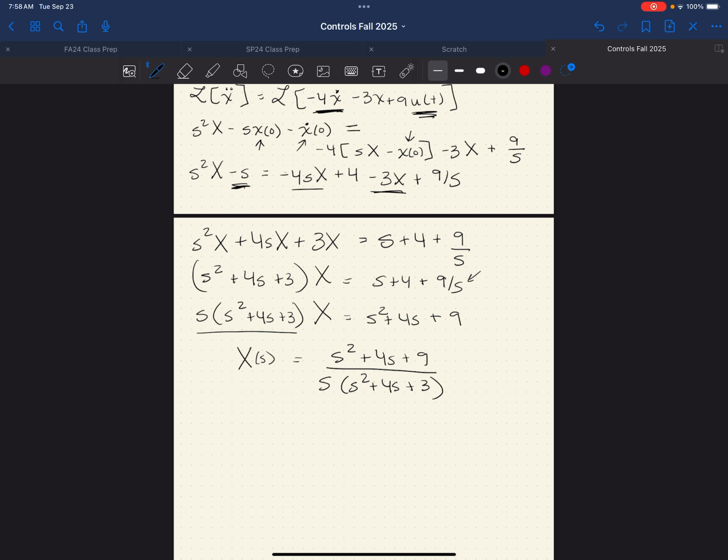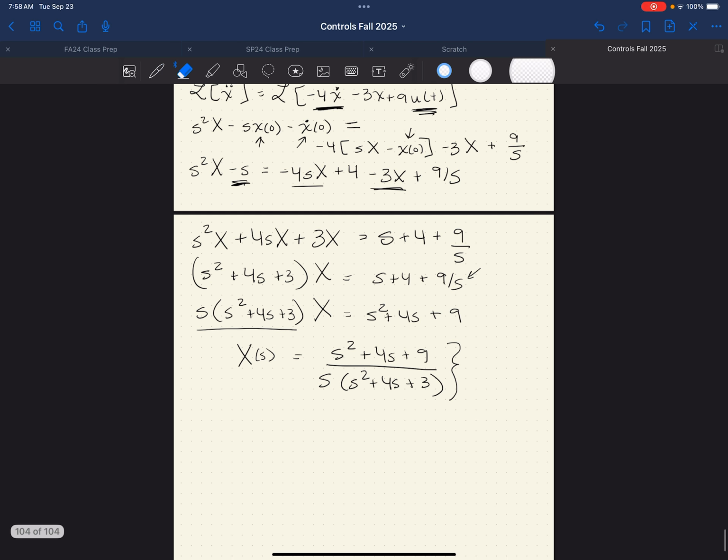Okay, so now we have our Laplace transform of x in terms of a polynomial of s over a polynomial of s. And the next question is, this doesn't appear on my Laplace transform table anywhere. So the next question you might have is, how do we take the inverse Laplace transform of this?